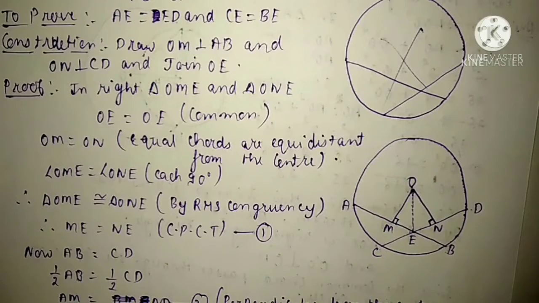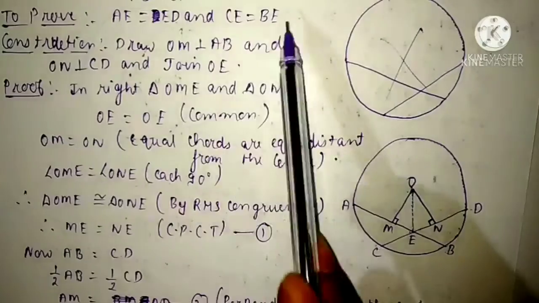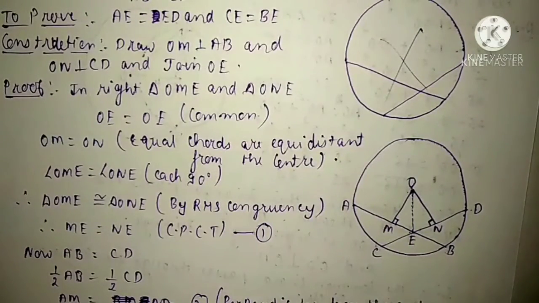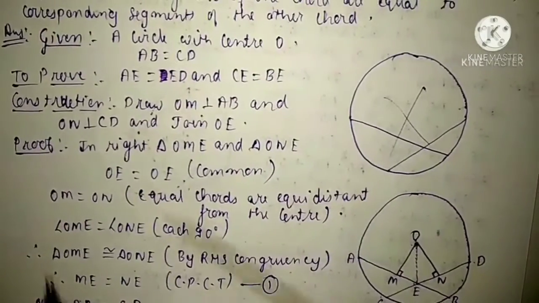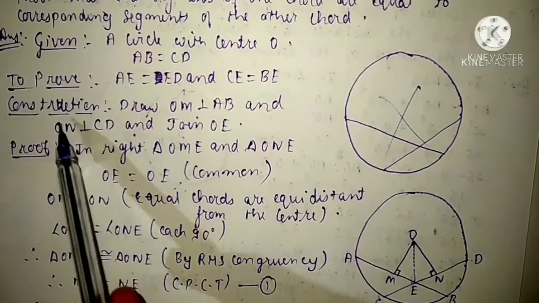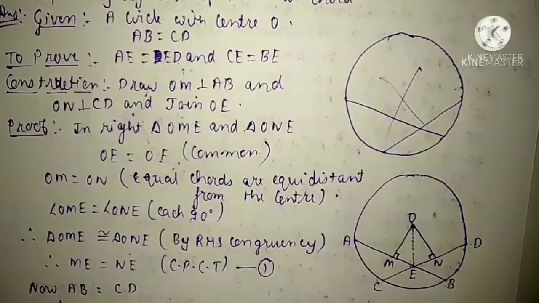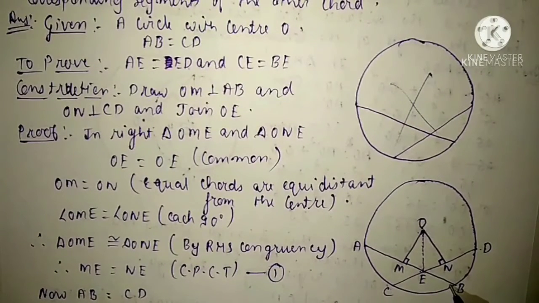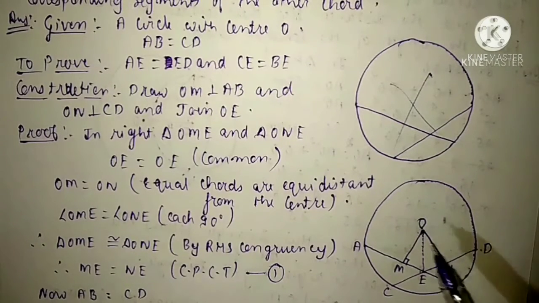Okay, what we have to prove? AE is equal to ED and CE is equal to EB. First of all you will write what is given to us, then you will write to prove, then we will write the construction. In construction we have drawn OM perpendicular to AB, and ON perpendicular to CD, and we have joined OE.